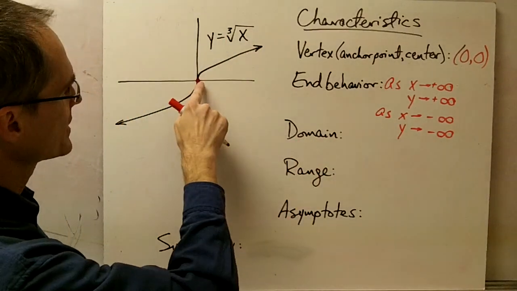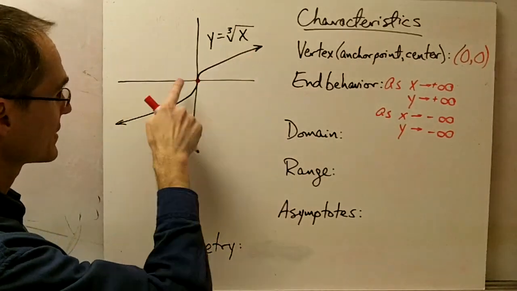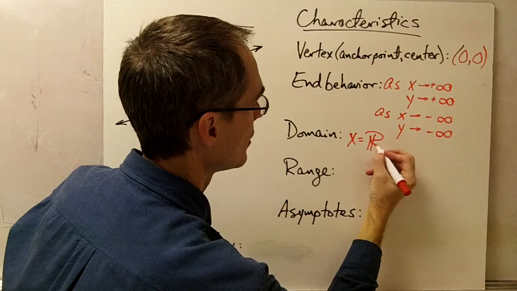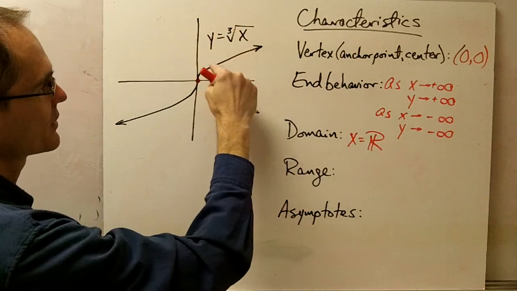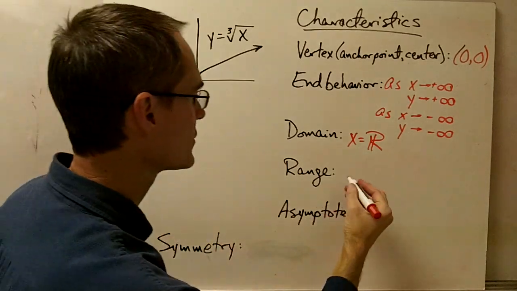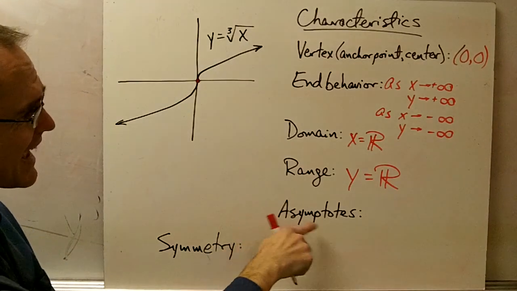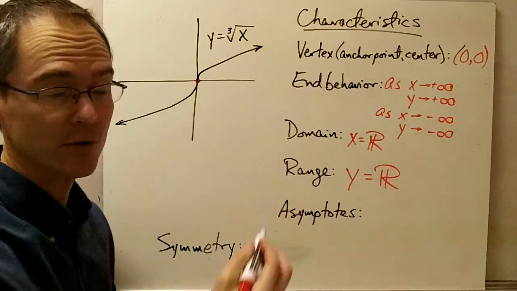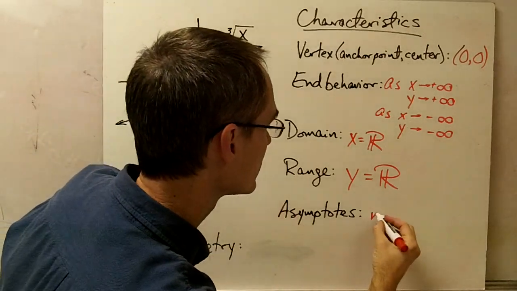My domain, well, let's see. For positive x values, my graph exists. For negative x values, it also exists. And for x equals 0, it exists. So my domain is all real numbers. I've got the same thing for my range. I can see I've got positive y values, that's where my graph exists right here. I've got negative y values down here, and I've got y equals 0. So my range, y equals all real numbers. Asymptotes: since as x gets larger and larger, y also gets larger and larger, there's no line that it approaches but never gets close to. I don't have any asymptotes.